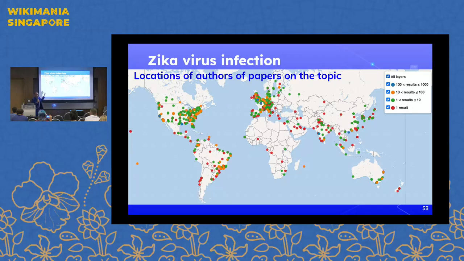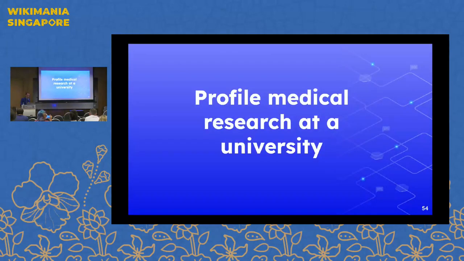And where are the authors? This has nothing to do with where the disease is. This is where the researchers are if they're researching this disease. You can get insight into where people live if they're researching a particular thing. So that's an example. Have fun with it. Go to Scholia and check it out for yourself.